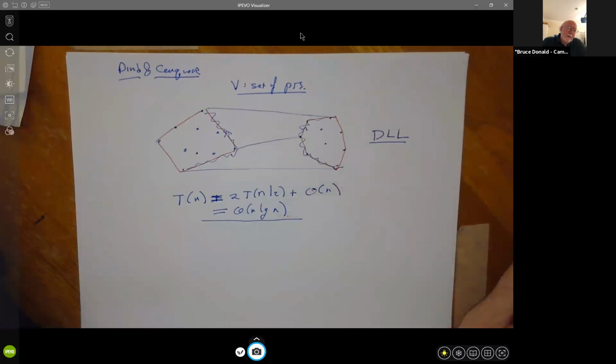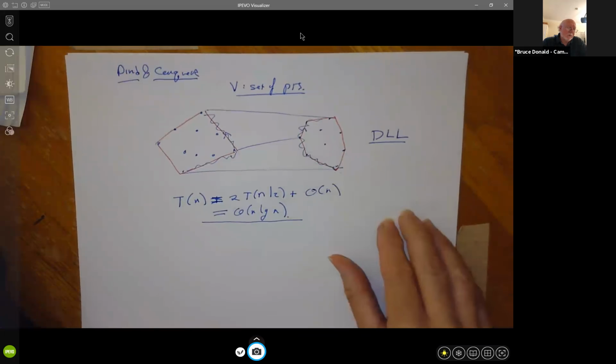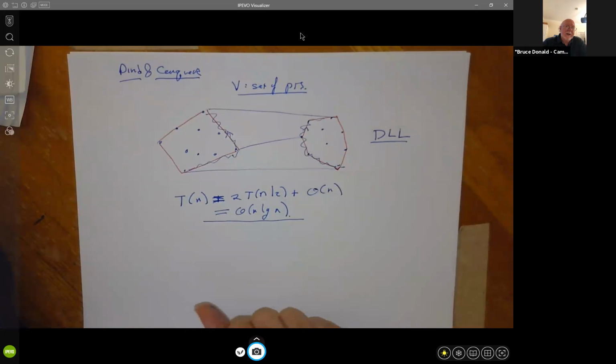And I want to ask you, now that you've seen that it can be done in order n log n time, do you think you could come up with a direct algorithm that works in the plane, won't work in 3D necessarily, that could solve this problem in n log n time and doesn't use this divide and conquer paradigm? Not that there's anything wrong with that, but is there a way to do that? So let me let you think about that for a minute and I'll come back to you.